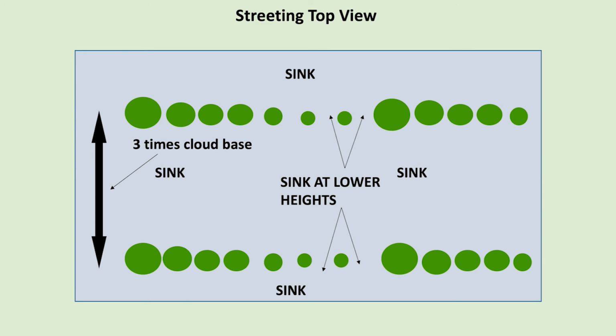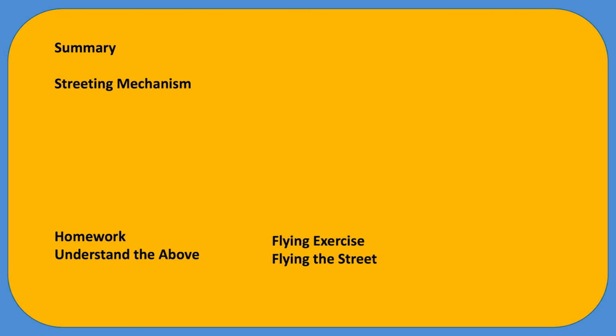Streeting, looking down from the top view. In the same way that as cloud base goes up, the distance between each thermal increases, the same applies to streets. Basically, the streets are about 3 times cloud base in terms of their width. Summary: streeting mechanism.